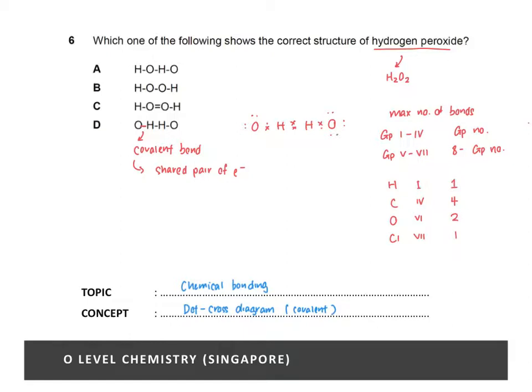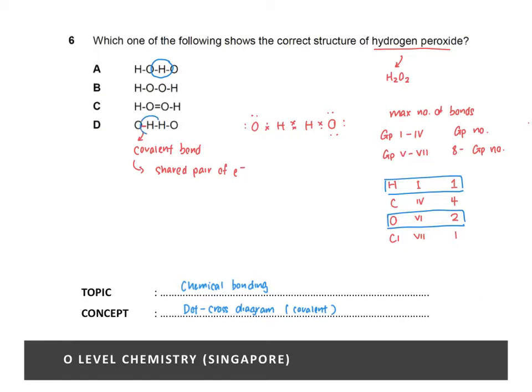Now that we have learned that the maximum number of bonds is related to the group number, let us go back to the question. We have already established that hydrogen can form a maximum of 1 bond, and oxygen atoms can form a maximum of 2 bonds. So if we were to look at option A, and we look at this hydrogen atom over here, you would notice that this hydrogen atom has formed 2 bonds, and that's not possible because hydrogen can only form a maximum of 1 bond. Same for option D.